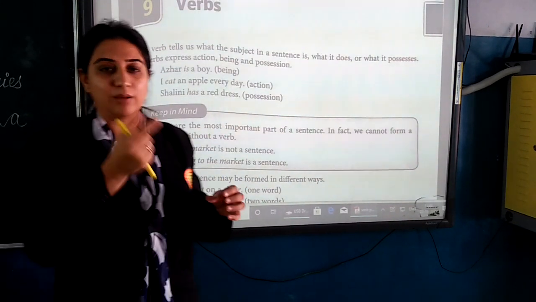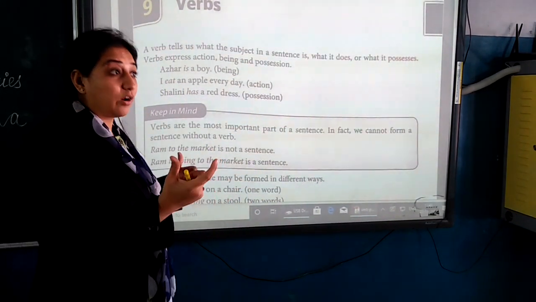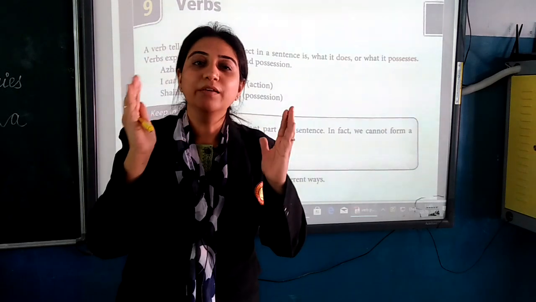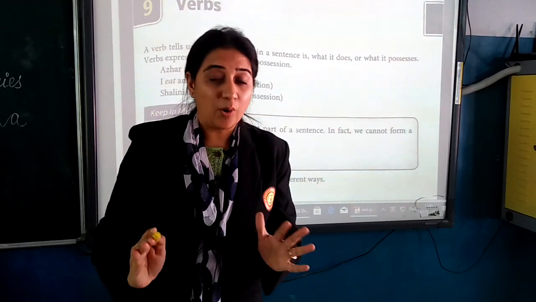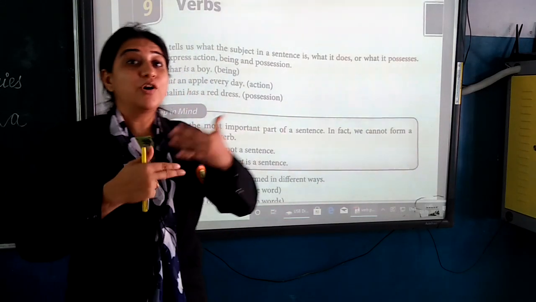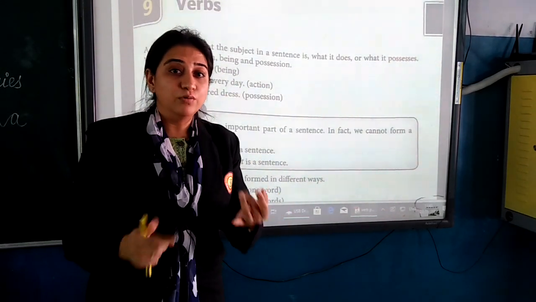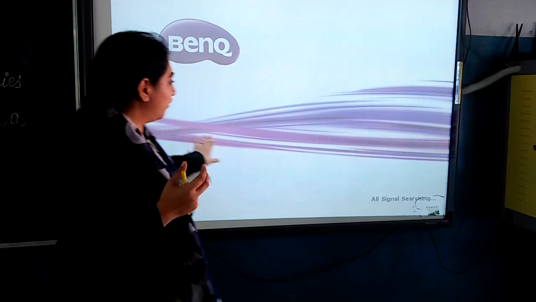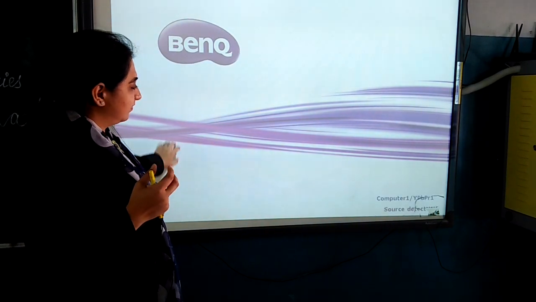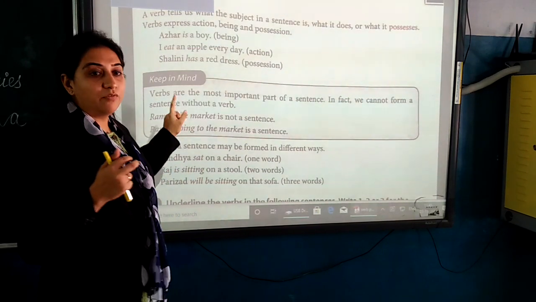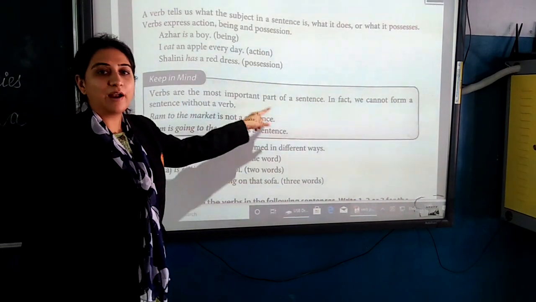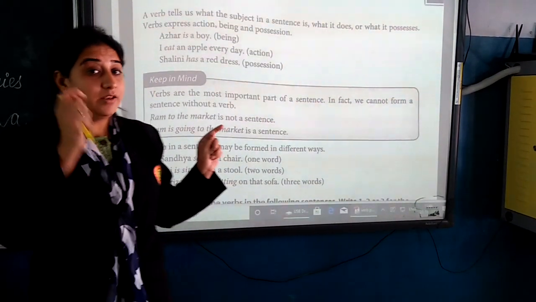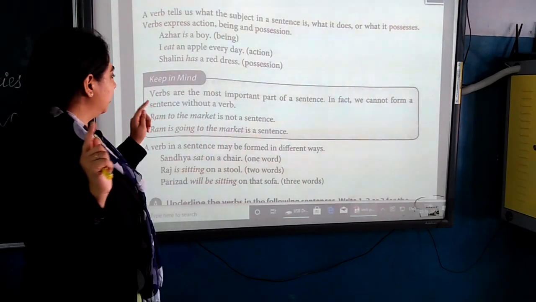Now we have to keep in mind some things regarding verbs. One more thing, students, without a verb, a sentence cannot be formed. A verb is a very important portion of a sentence. So whenever you are framing a sentence, we always use a verb. Is, am, has, all of these are very necessary. Verbs are the most important part of sentences. In fact, we cannot form a sentence without a verb.